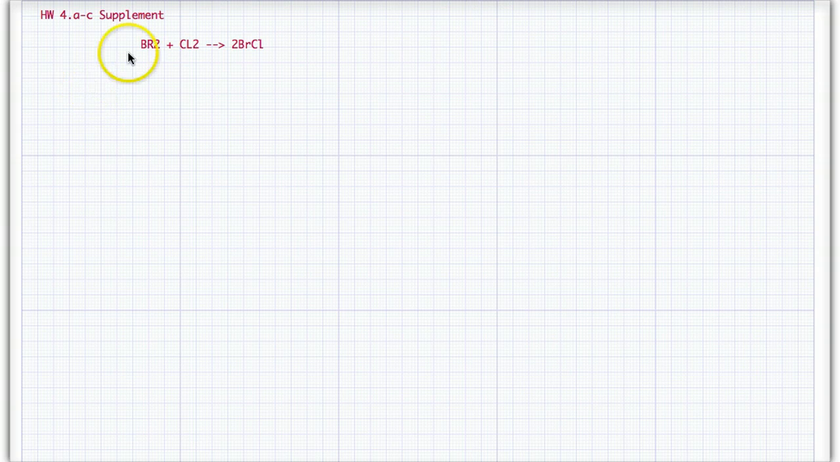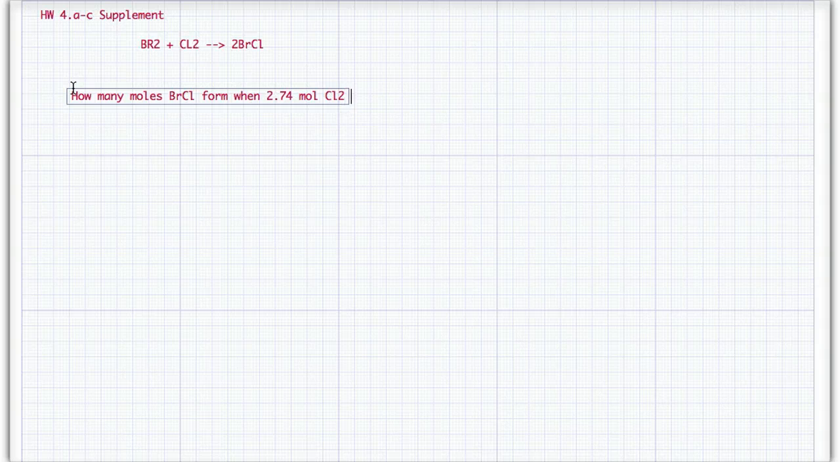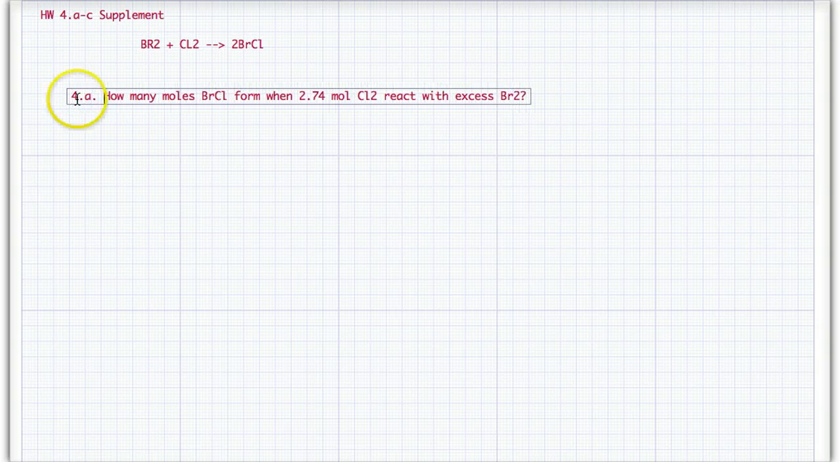Part A asks how many moles bromochlorine form when 2.74 moles of chlorine gas react with excess bromine. So this is just working with the molar ratio.